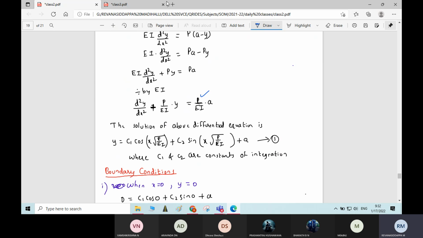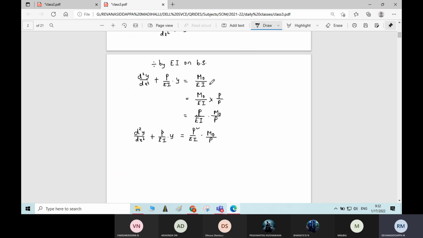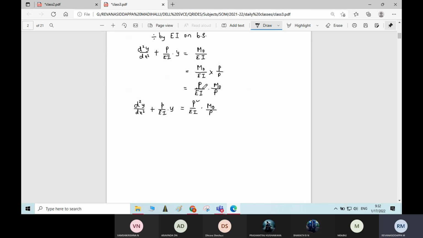That is why I did it. When I divided by EI, I did not get P/EI in the RHS part. That is why I multiplied and divided by P, so that I will get P/EI in the RHS.